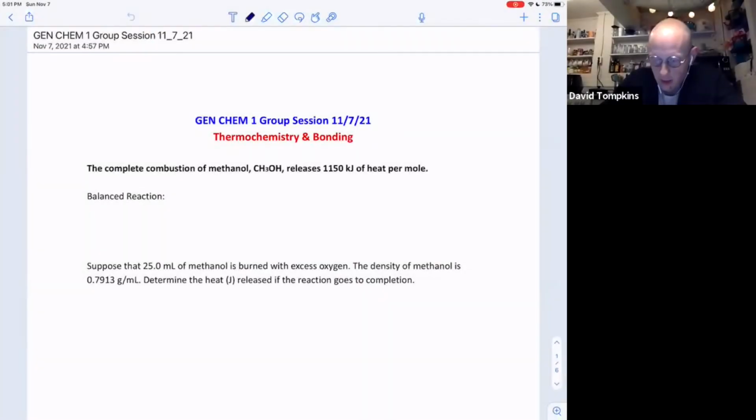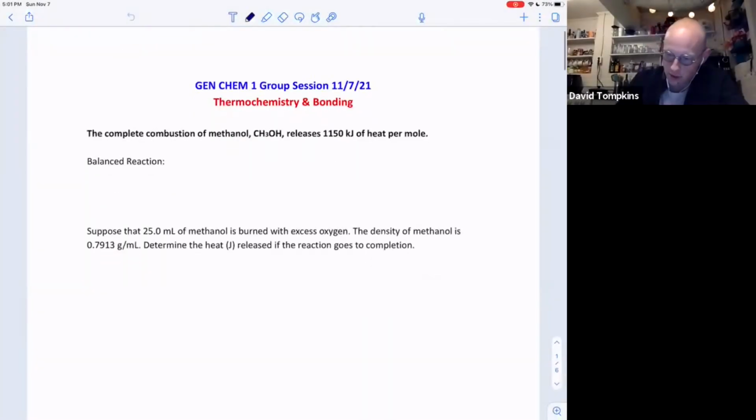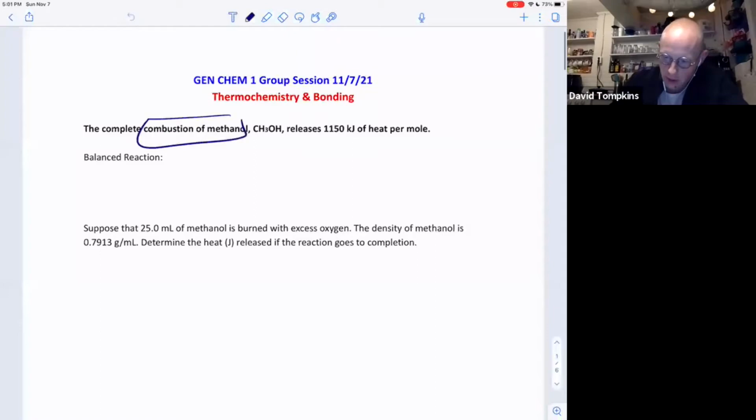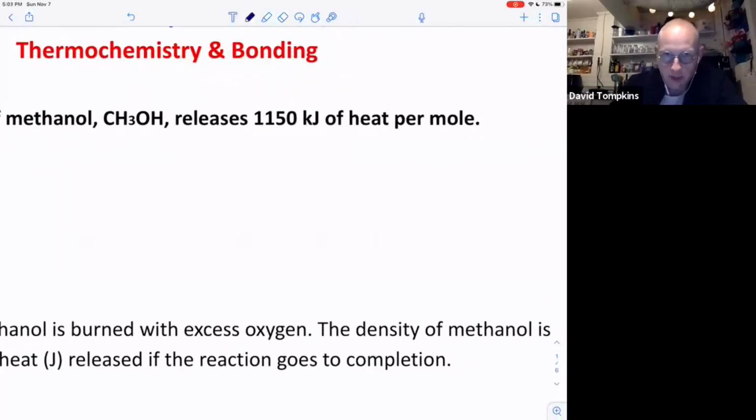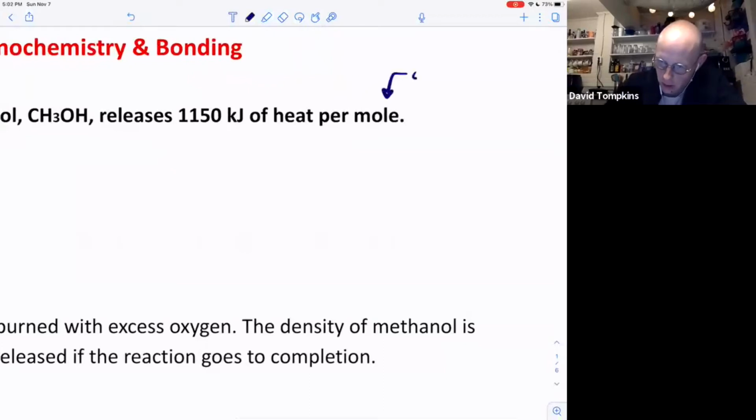Let's start by talking about combustion. Recall that combustion is a reaction that you should be able to write a balanced equation for. So this is combustion of methanol, CH3OH, and we're told that it releases 1150 kilojoules per mole, and that's per mole of the reactant of methanol. So we'll first write this balanced equation and then do some calculations from it.